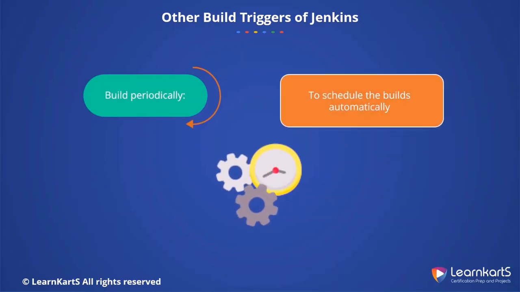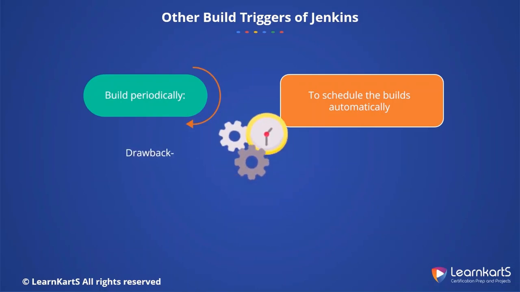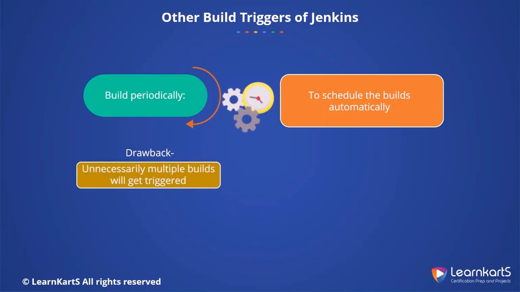Now we also have a "Build periodically" option, which is used to schedule the builds automatically. Depending on a schedule, you can trigger your Jenkins build. The only drawback with this option is that unnecessarily you will see multiple builds being triggered. You don't want to run the builds again and again frequently. So in that case, we can ignore this option.